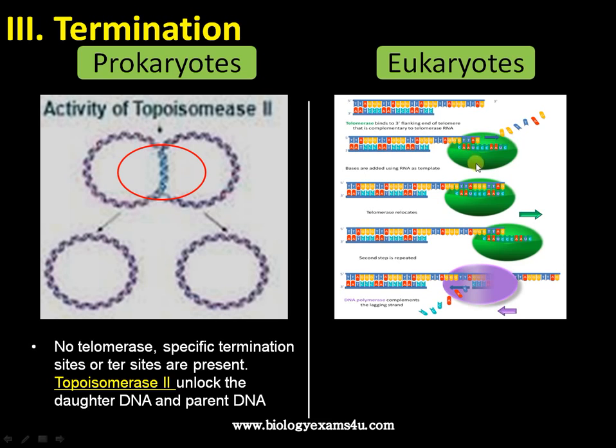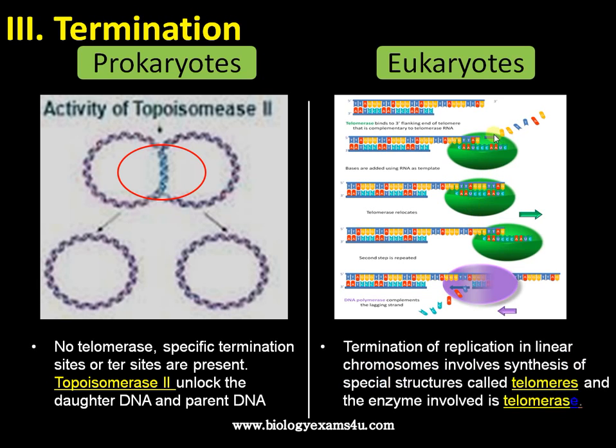But in the case of eukaryotes, there is an end replication problem that should be sorted out, otherwise each replication will lead to loss of DNA molecule. And this is done by repetitive sequences called telomeres at the end region of the chromosome. The process is sorted out by an enzyme called telomerase. This is a telomerase enzyme.